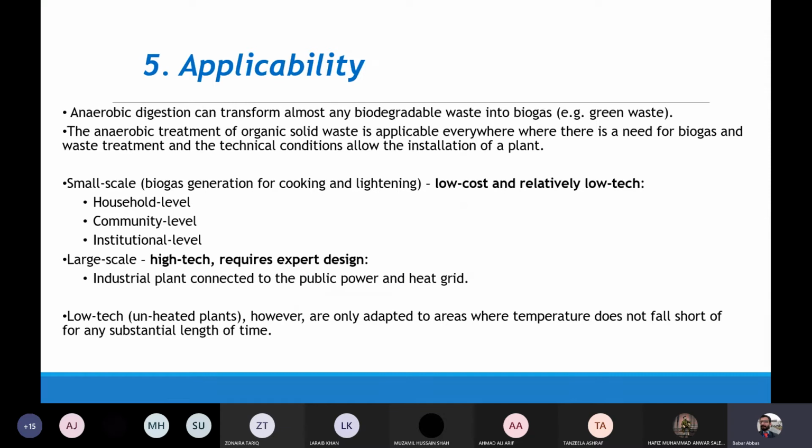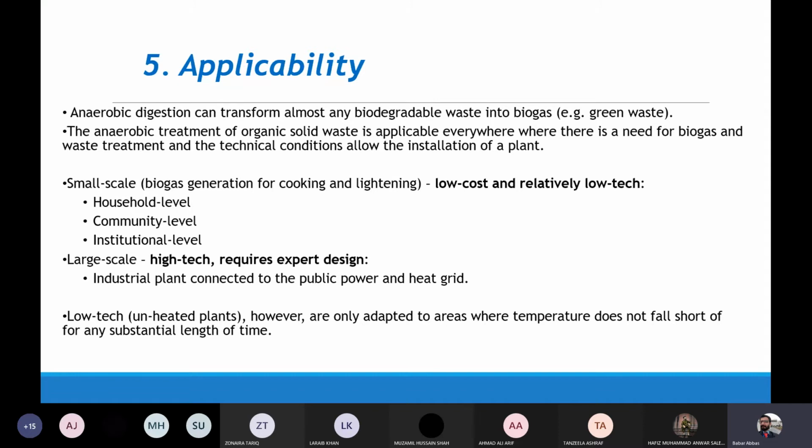Its applicability can also be considered in terms of anaerobic digestion, which can transform almost any biodegradable waste into biogas. The anaerobic treatment of organic solid waste is applicable everywhere where there is a need for biogas, and the waste treatment and the technical conditions allow the installation of a plant.